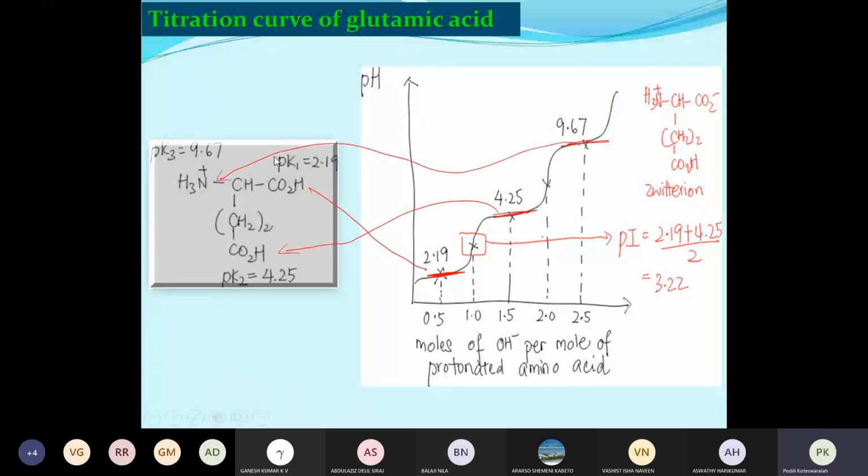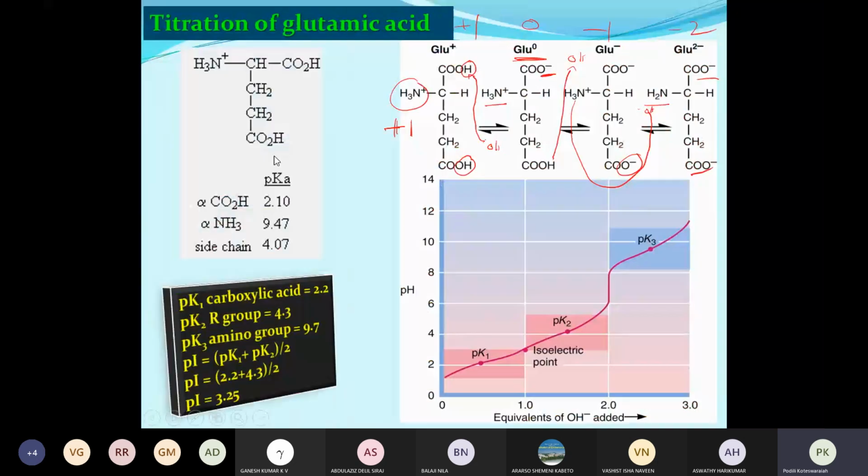As I already said, the midpoint of flat region 1 is pK1, so the pH at this point is pK1, and here the protonated form of glutamic acid and the next form are present in equal amounts, whereas here the zwitterionic form as well as the glutamic acid with a -1 charge are present in equal amounts, and here these two forms are present in a 50-50 ratio.